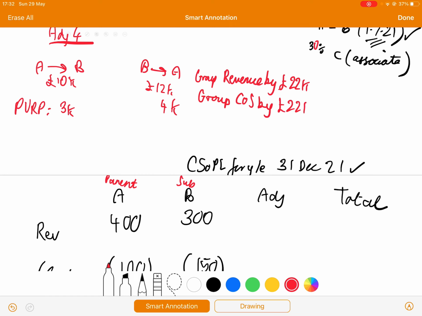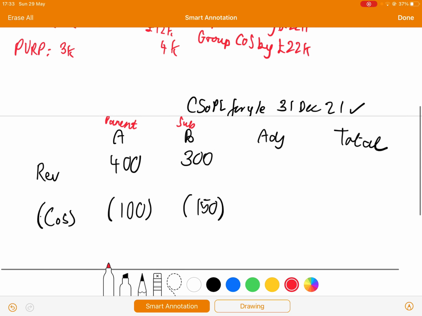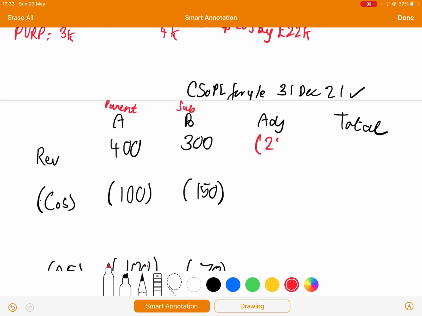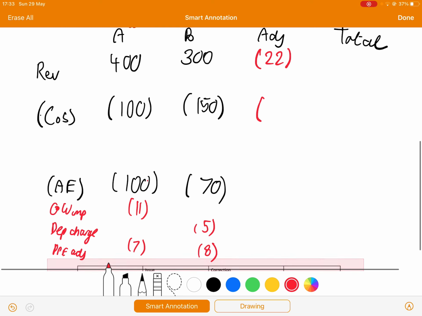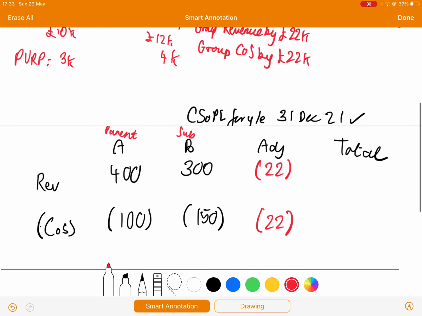Now this doesn't have an impact on our net profit figures, but it does impact the presentation of the statement. It looks like you've over-recorded revenue and you've over-recorded cost of sales. So in this case, it's a very simple adjustment. We just do less 22k here and less 22k here, and that's us done.